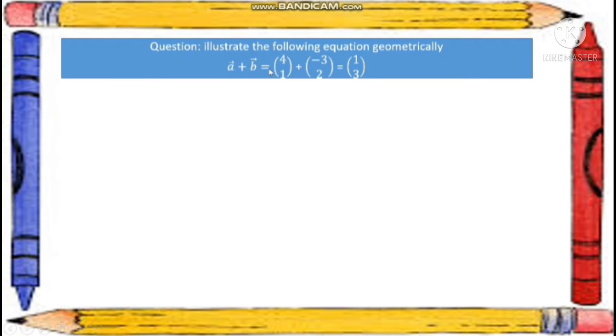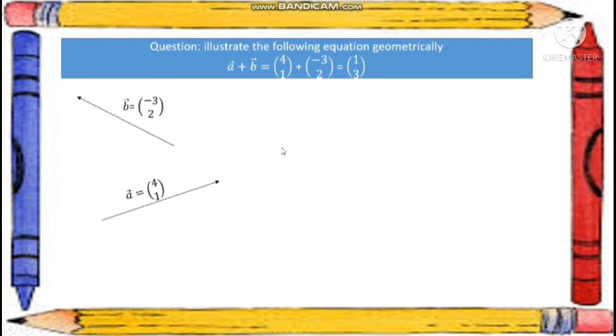Vector A plus vector B equals (4, 1) plus (negative 3, 2) equals (1, 3). Okay, let's see it. From this equation, we got vector A is (4, 1) and vector B is (negative 3, 2). 4 is the x component and 1 is the y component. And for B, negative 3 is the x component and 2 is the y component. From vector A, (4, 1), we get 4 in the x component, 1, 2, 3, 4, and 1 in the y direction, so we can draw this vector like this with an arrow in here. And then vector B is (negative 3, 2). Okay, and then we can draw this vector like this.